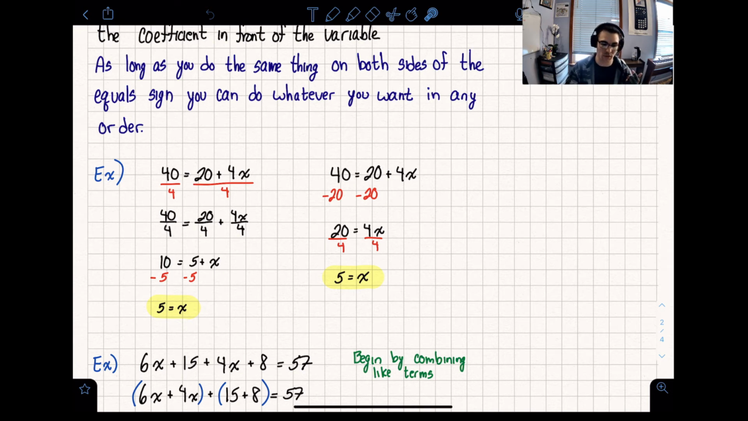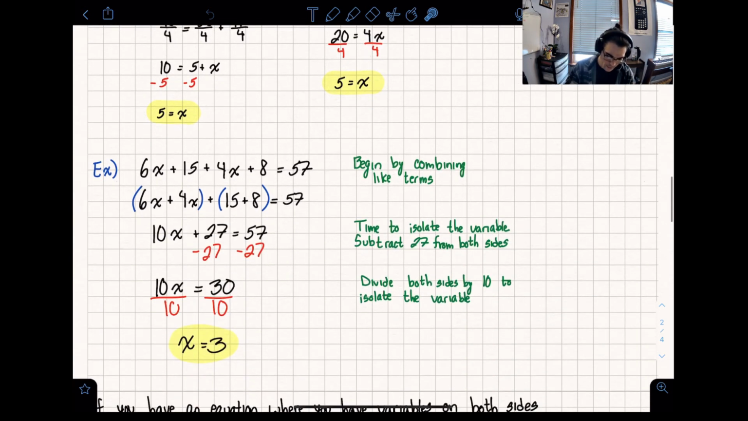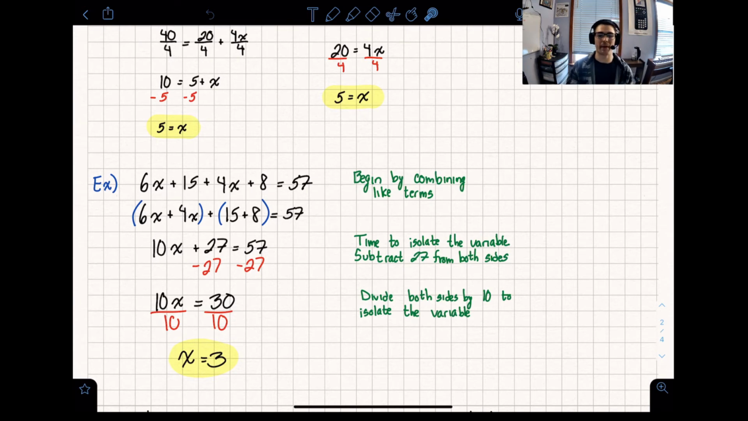And when we solve things with different methods and get the same answer, that's always a good sign. All right, so here I have another example, and this one's a little bit bigger, but just because it's bigger doesn't mean it's any more difficult. 6x plus 15 plus 4x plus 8 equals 57. We have variable terms with coefficients all over the place, and we have constants all over the place here. So the first thing we want to do is group the like terms together so that we can combine them. Here, our like terms are 6x and 4x because they both share the variable x. And over here, our like terms are 15 and 8 because they are both constants.